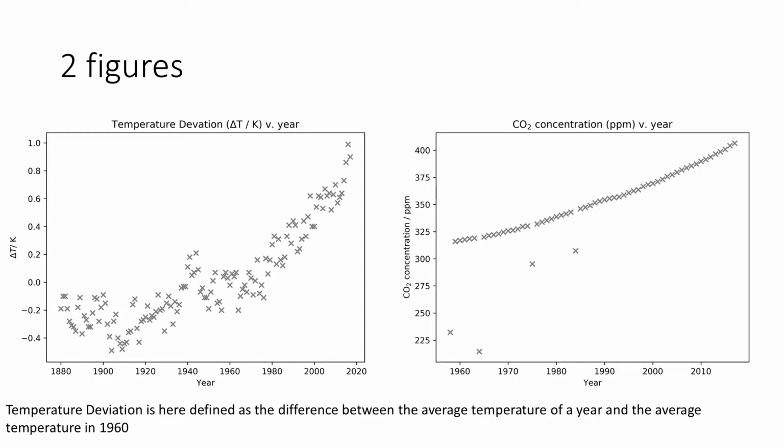First, we have the average temperature deviation for each year, which is plotted on the left-hand side. Temperature deviation is here defined as the difference in temperature of a year and the average temperature in 1960. On the right-hand side, we have the average carbon dioxide concentration for each year. Now, we see that both are increasing with time, and we see that we have a few anomalies in the carbon dioxide data, which is likely due to a measurement fault, so we will remove these.